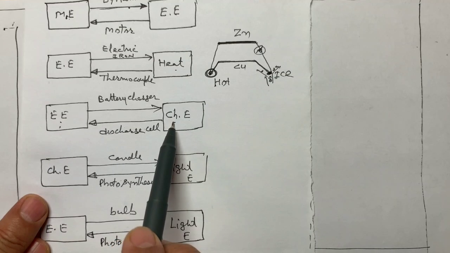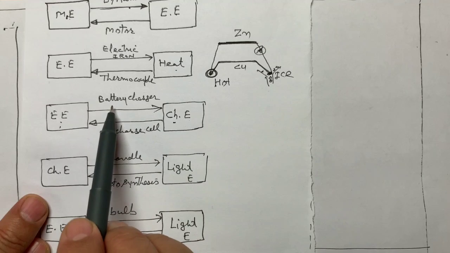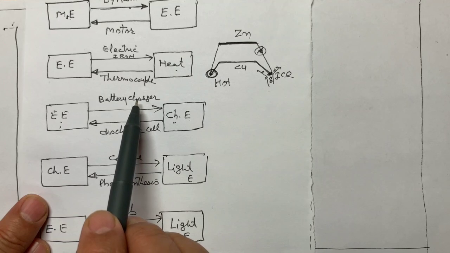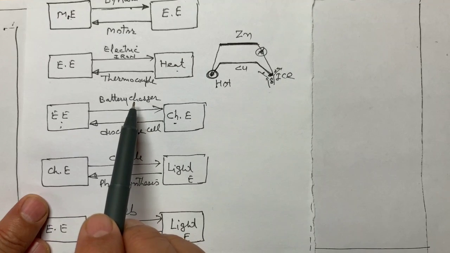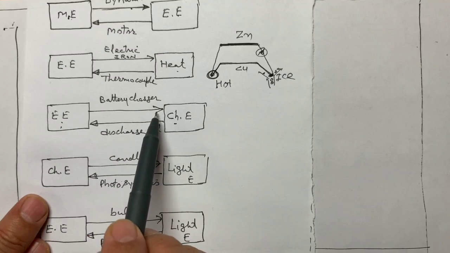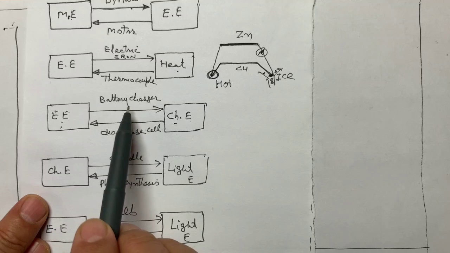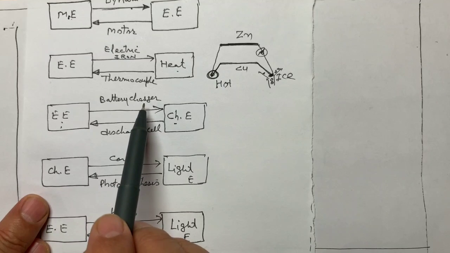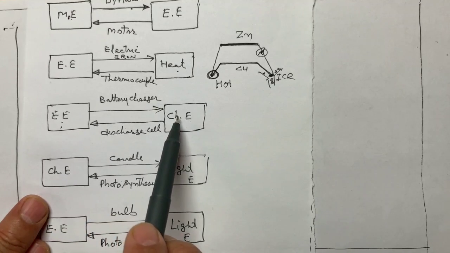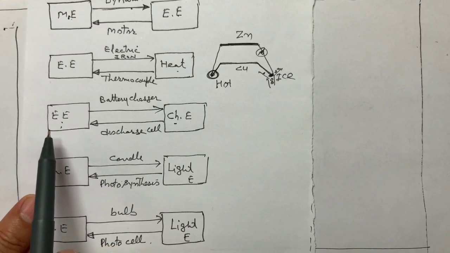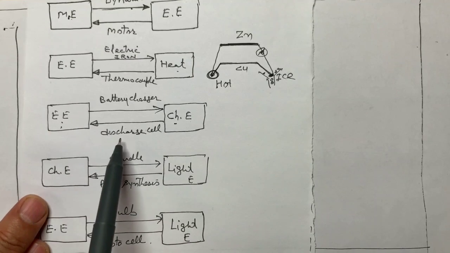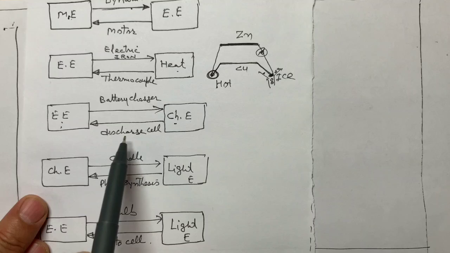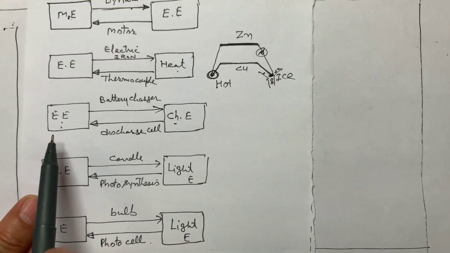Electrical energy is converted into chemical energy with the help of a battery charger, a mobile charger. The battery stores electrical energy as chemical energy, and chemical energy is converted into electrical energy by the discharging of a cell. When we use the battery in a mobile, the chemical energy is converted into electrical.